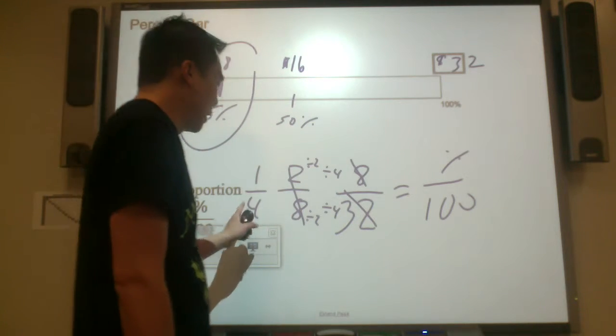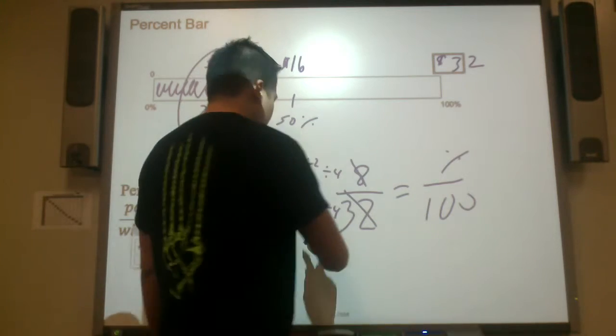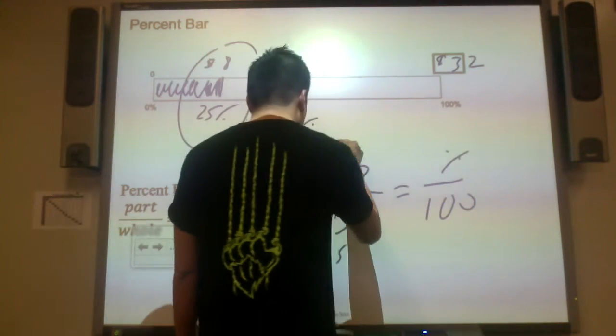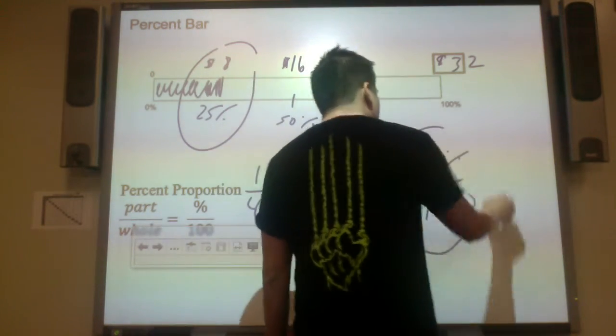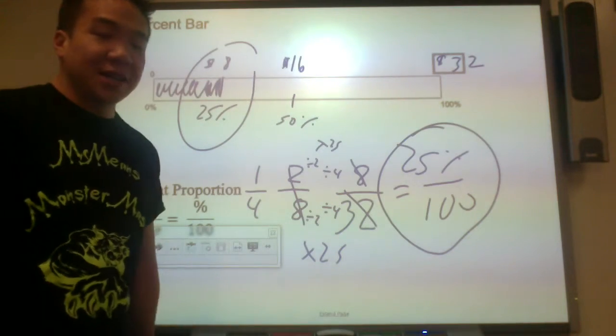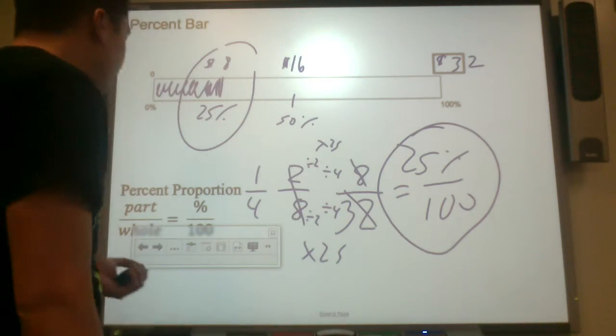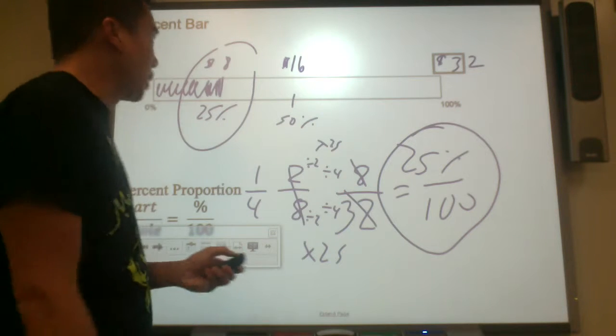Now, can we scale it up? How many 4s go in 100? Times 25, times 25. 25% is the tip amount. That's really good service, by the way.